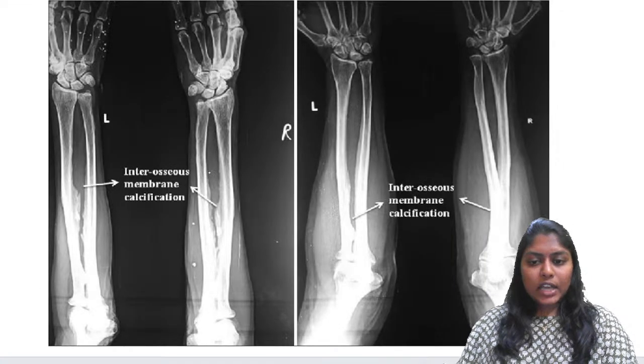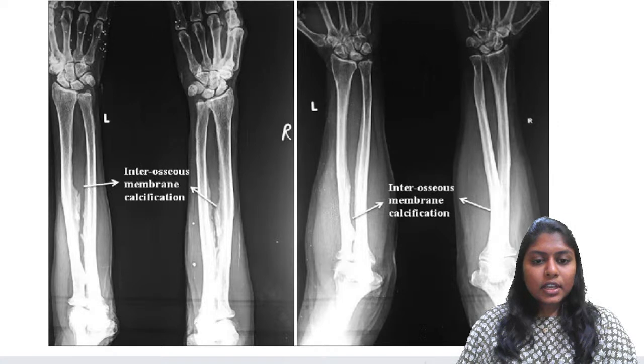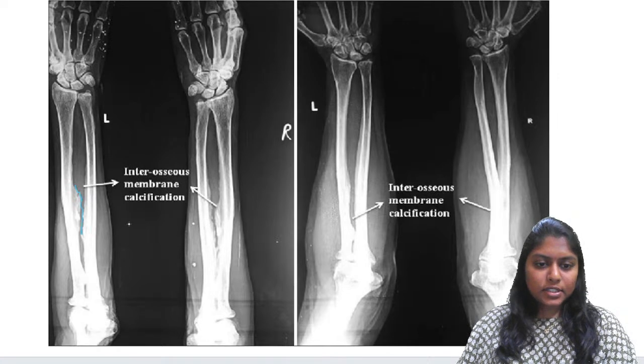Next, coming to fluorosis, the classical feature for fluorosis is interosseous membrane calcification. This is the radio-ulnar interosseous membrane in which we are able to see the calcifications. This is a lateral and oblique view of the forearm where we are able to see the interosseous membrane calcification.